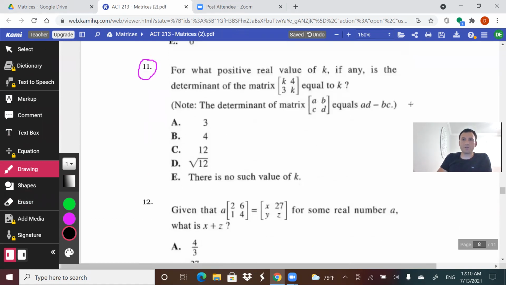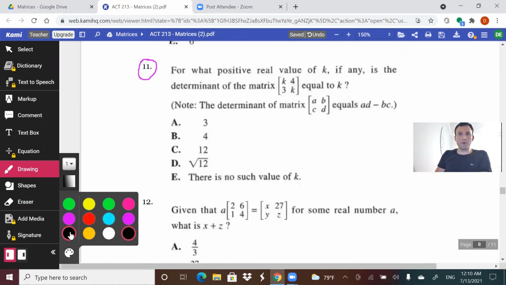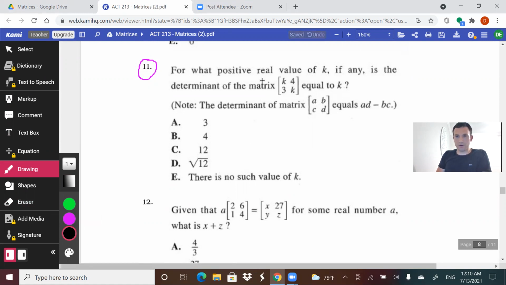So there's something called the determinant, and it's explained here, but they won't always give it to you. So I'll explain what it is in a second. For what positive real value of k, if any, is the determinant of the matrix equal to k? Okay. And they say the determinant is when you go on diagonal. So A times D minus B times C. So you just go diagonally, multiply them, and then subtract the diagonal in the other direction.